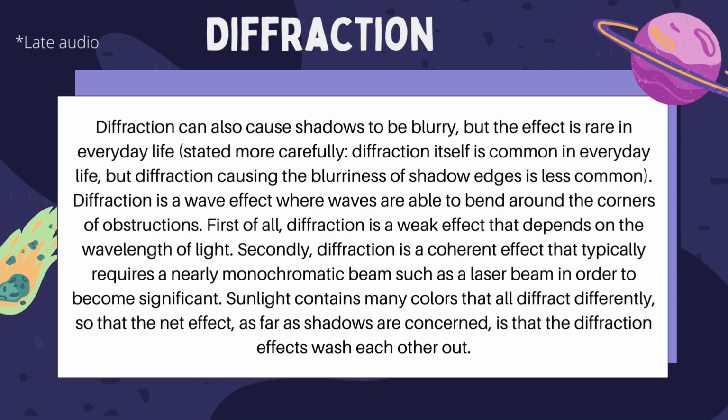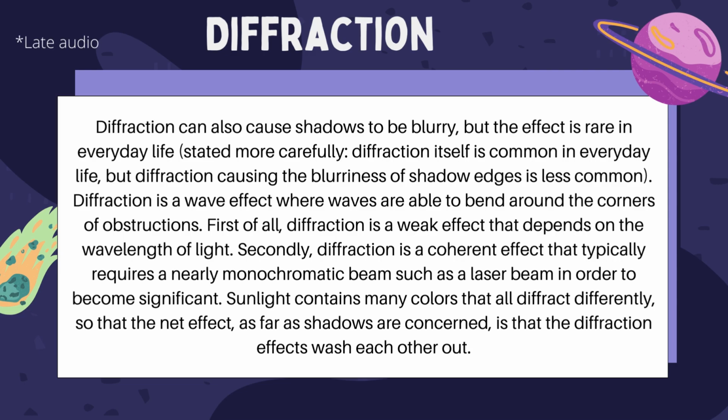Diffraction is defined as the bending of light waves around the corner of an obstacle or an aperture. Diffraction can also cause shadows to be blurry, but the effect is rare in everyday life. Stated more carefully, diffraction itself is common in everyday life, but diffraction causing the blurriness of the shadow edges is less common. Diffraction is a wave effect where waves are able to bend around the corners of obstructions.